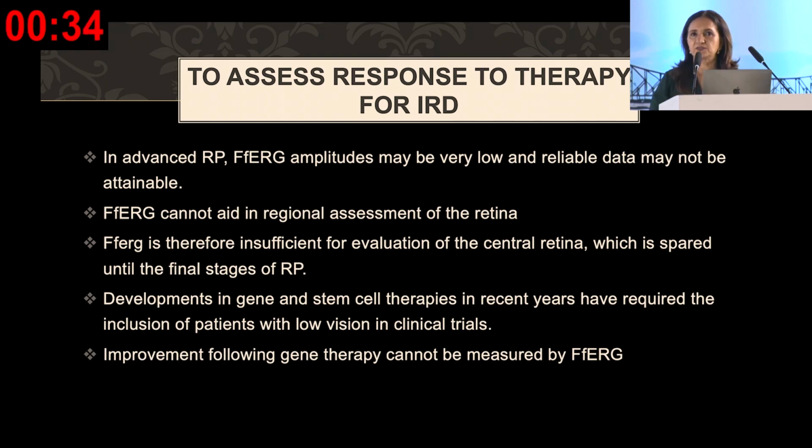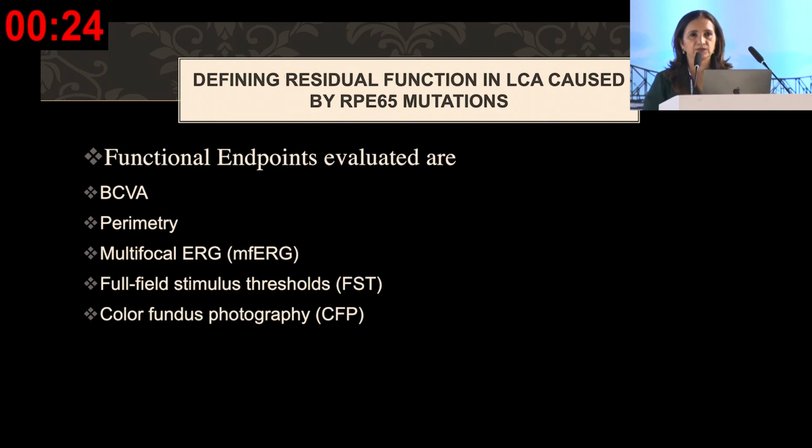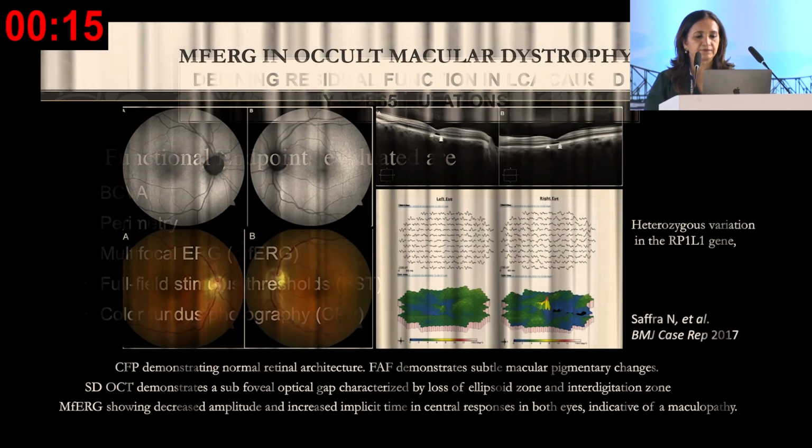There's another test which is coming up, which is the FST, or the full field stimulation threshold. We'll not go into that detail, but that again is to look for follow-up with these patients with gene therapy. Other parameters which can be used in these patients are BCVA, perimetry, FST, and color fundus photograph.